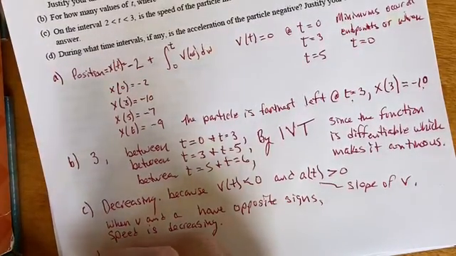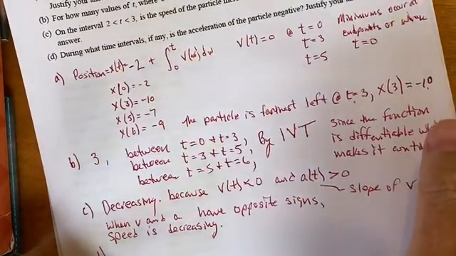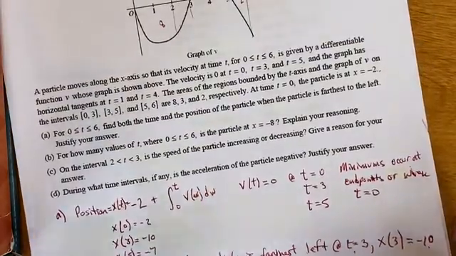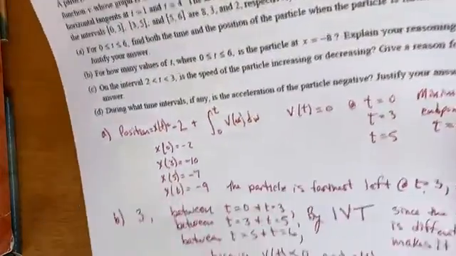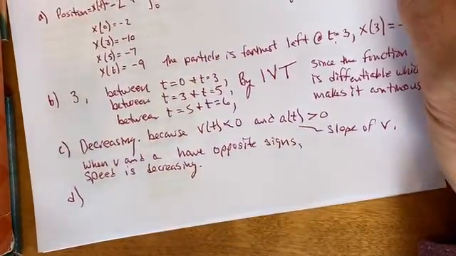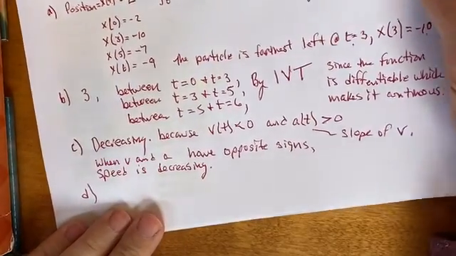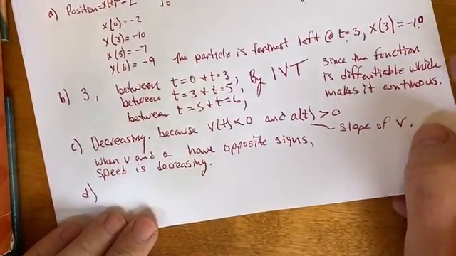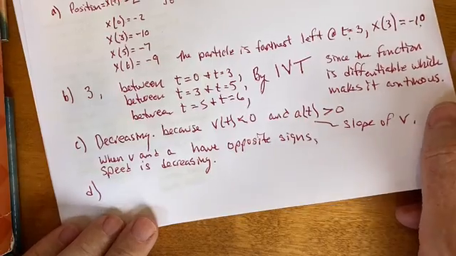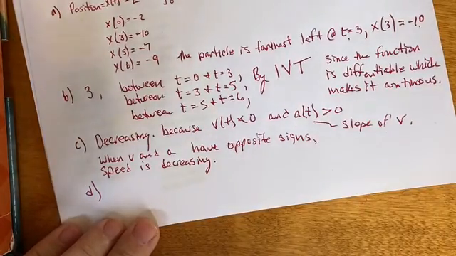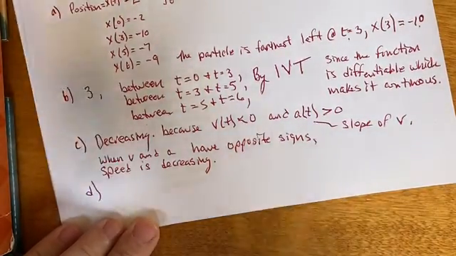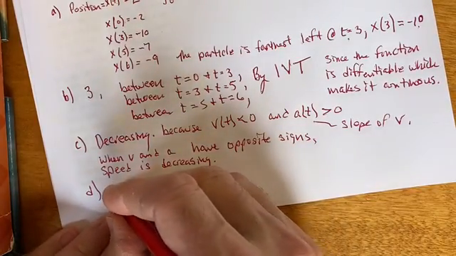Okay, we'll check D now. What time interval is the acceleration of the particle negative? Okay, and that should be simple. Since acceleration is the slope of the velocity, we just need to list when the slope of the velocity is negative, when the function is decreasing.